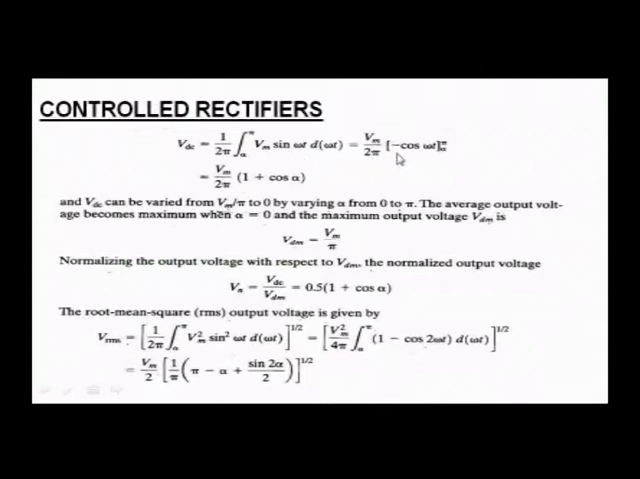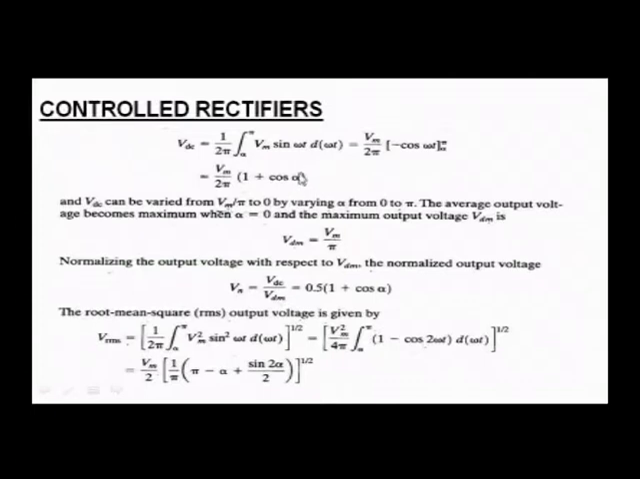Integral of sin omega t is minus cos omega t. This is a very basic integration and simple formula. Integral of sin is minus cos between the limits pi and alpha. When I apply the limits, I will have Vm by 2 pi, minus of cos of pi, minus of cos of alpha. Which means 1 plus cos alpha: minus of cos 180 degrees means minus of minus 1, minus into minus becomes plus, plus cos alpha. So, Vm by 2 pi, 1 plus cos alpha.